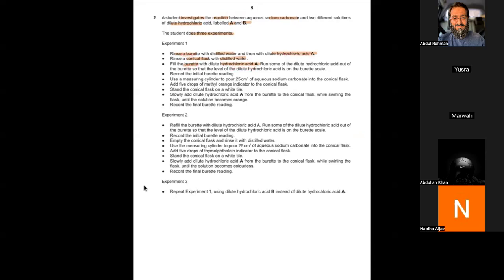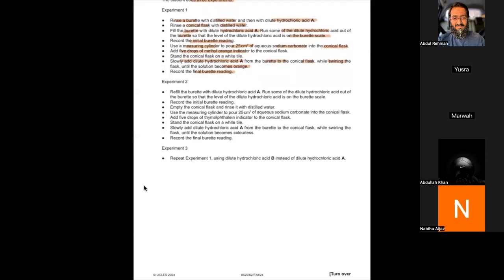Now, run some of the dilute hydrochloric acid out of the burette so that the level of the hydrochloric acid is on the burette scale. Okay. Record the initial burette reading. Use a measuring cylinder to pour 25 cm³ of aqueous sodium carbonate into the conical flask. Add 5 drops of methyl orange indicator to the conical flask. Stand the conical flask on a white tile. Slowly add dilute hydrochloric acid A from the burette to the conical flask while swirling the flask until the solution becomes orange. Record the final burette reading. I hope you have understood the method.